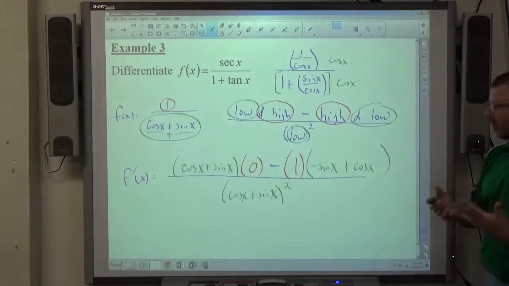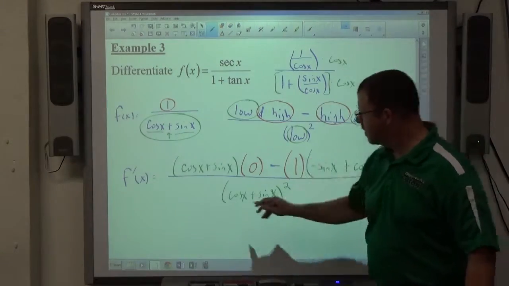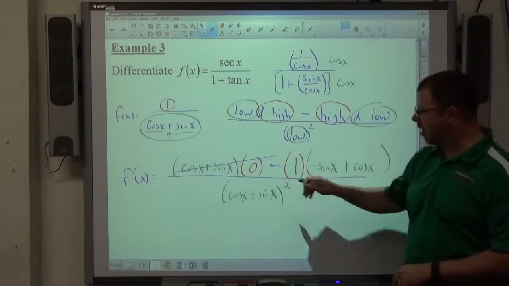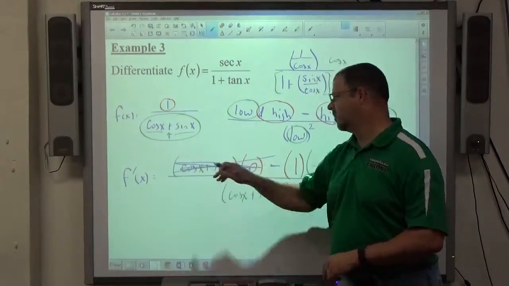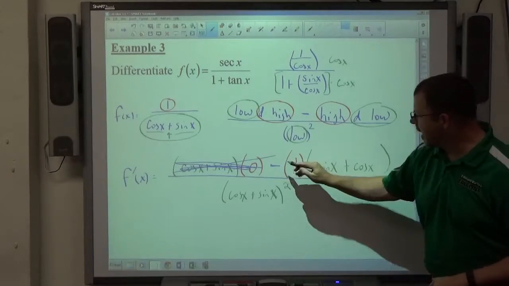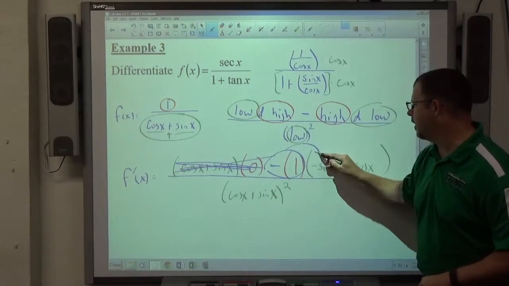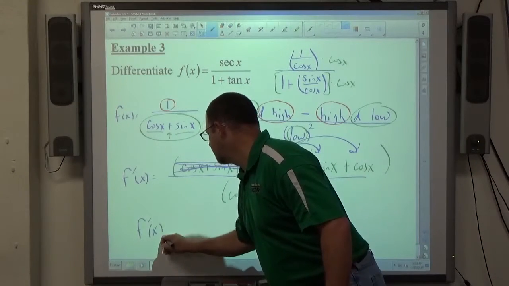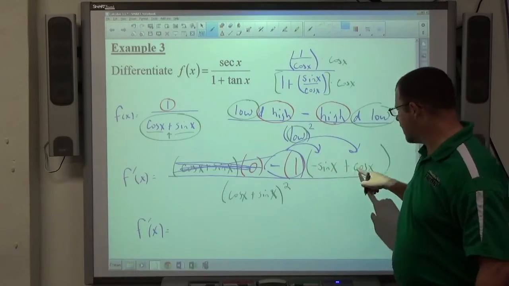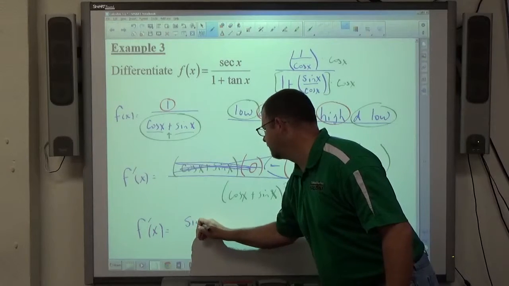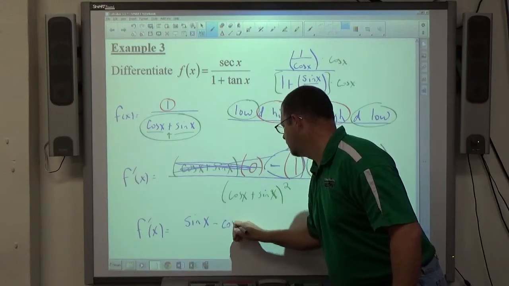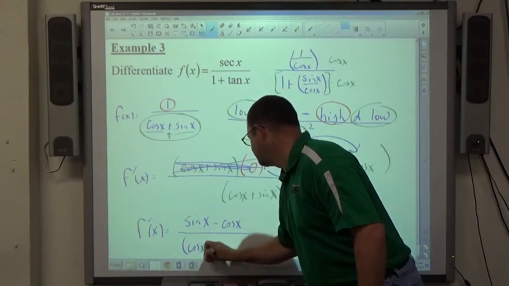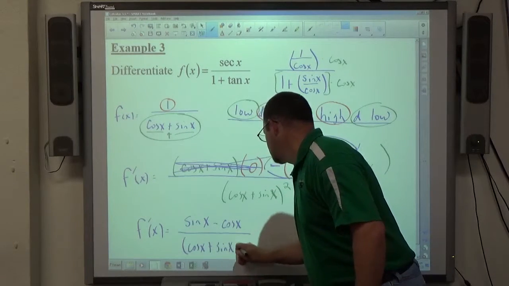Right? And again, what that did for me, that's 0. So that's gone out of the picture, not doing anything. Then I got a negative 1 that's being distributed through here. So I end up with f prime of x is going to be sine of x minus cosine of x over cosine of x plus sine of x, quantity squared.